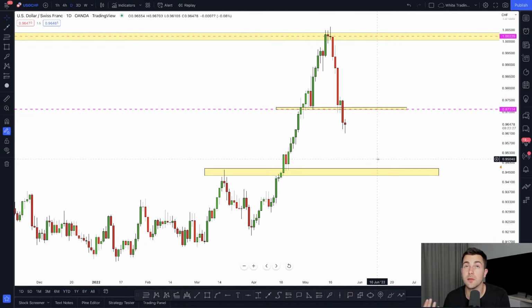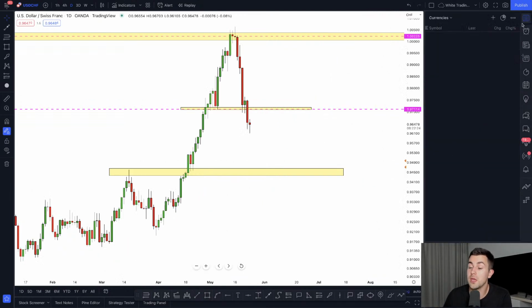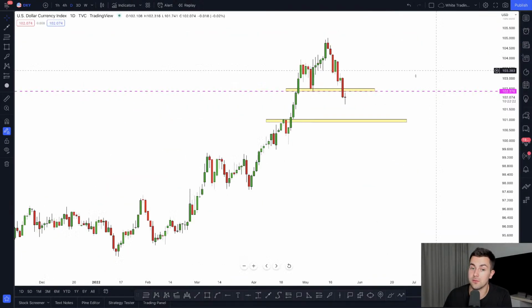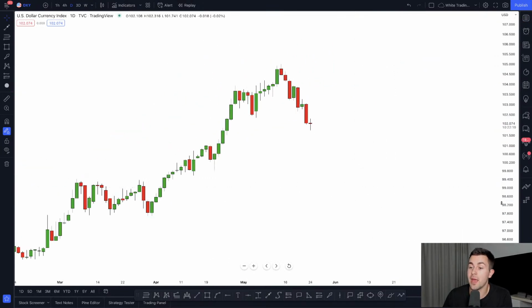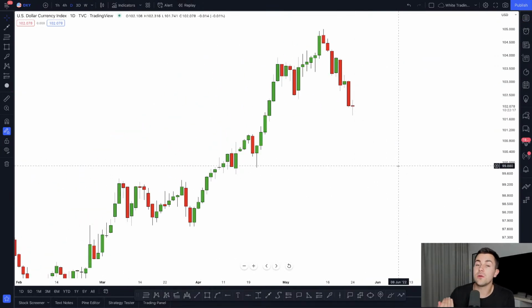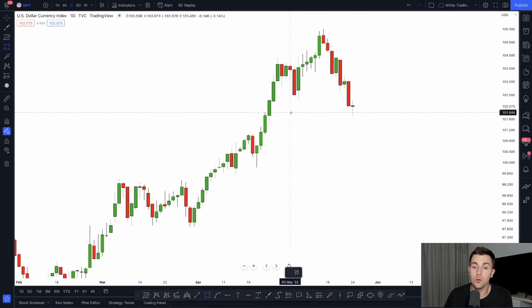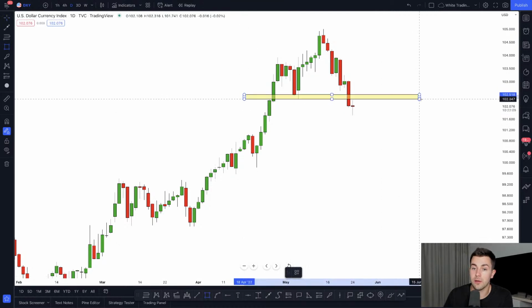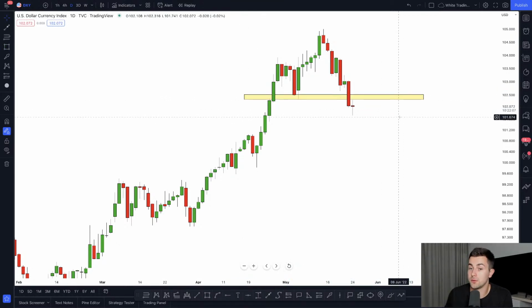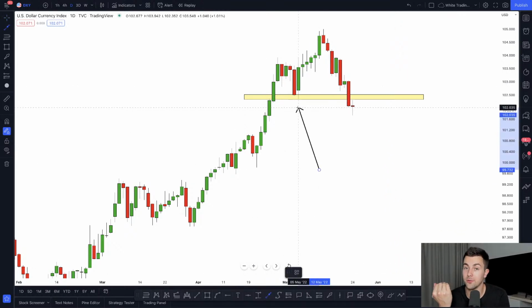Moreover, I am so bearish on dollar Swiss because if we open the dollar index, traders, a very important thing happened with the dollar index this week. The dollar index broke a very important horizontal structure. That horizontal structure right here is the last high level. And if you are a price action trader, you know that the last high level is very important in a bullish trend.